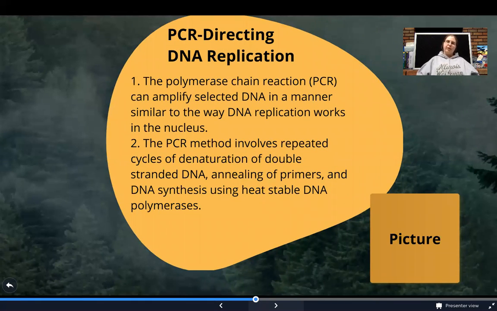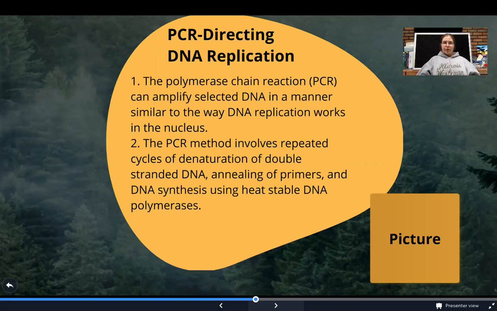Similar to that is something called PCR, directing DNA replication. PCR stands for polymerase chain reaction, and what it does is amplify a portion of DNA. So we have a selected part of the DNA, maybe one or two genes, and we just want to make a whole bunch of copies of it. It's going to be very similar to DNA replication. You're going to have to unwind the DNA, and DNA polymerase is going to go in there and copy only this one part, and it's going to do it multiple times. You can get millions, even billions of copies of this one gene by going through this process.